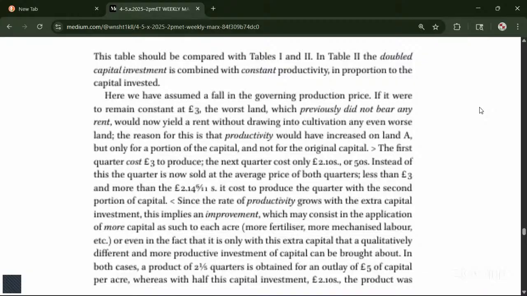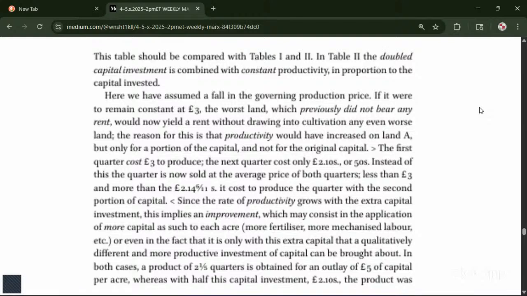The reason for this is that productivity would have increased on land A, but only for a portion of the capital and not for the original capital. The first quarter cost £3 to produce. The next quarter cost only £2 10 or 50 shillings. Instead of this, the quarter is now sold at the average price of both quarters, less than £3 and more than the £2 14s 6d it cost to produce the quarter with the second portion of capital.